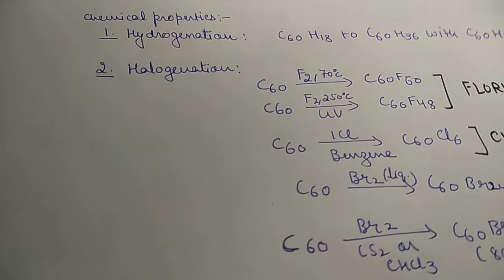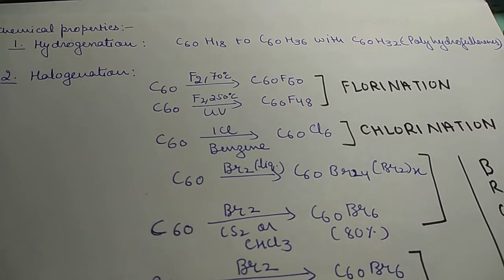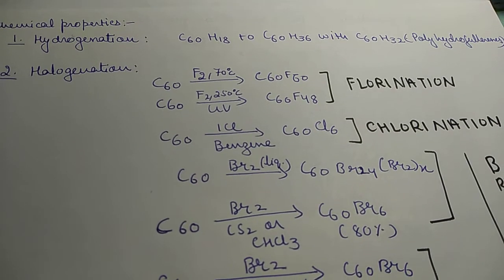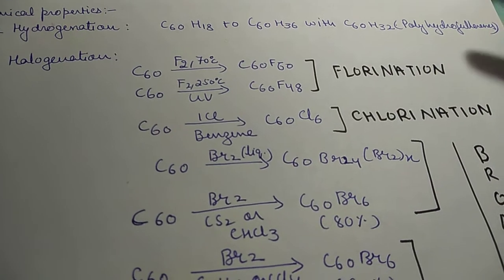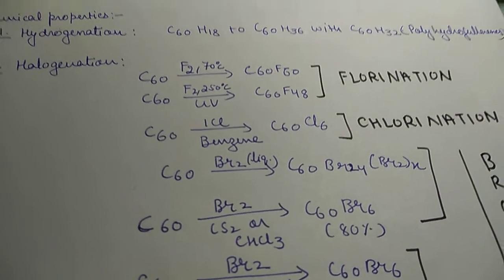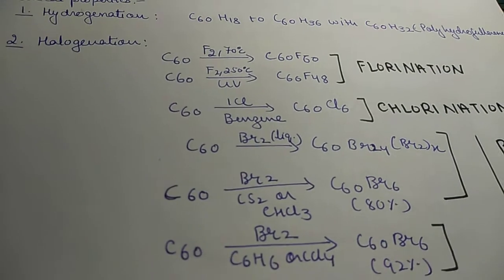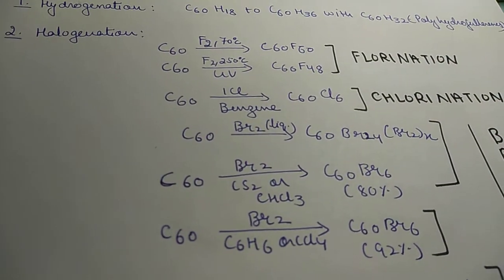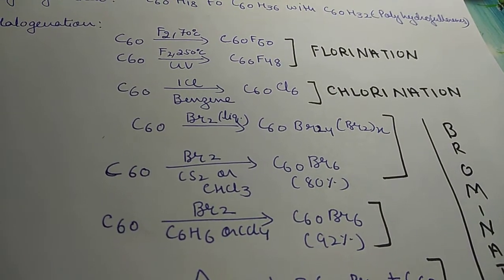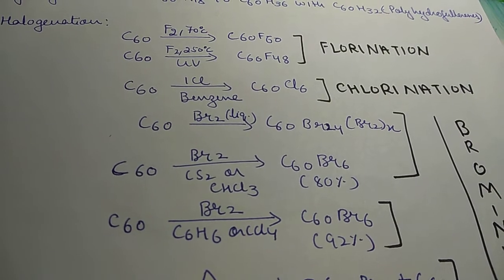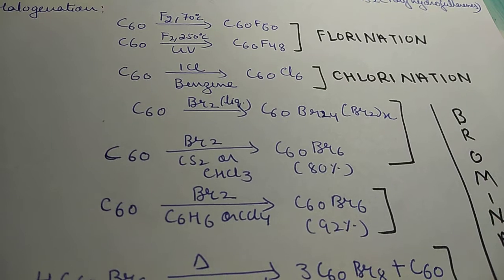chemical properties? On hydrogenation, it will give you polyhydrofullerenes. If you simply hydrogenate them, C60H18, C60H36 and C60H32 are also known. So they are called polyhydrofullerenes. Then halogenation with fluorination. At 70 degrees Celsius, we get C60F60. If fluorination is carried out at 250 degrees Celsius in the presence of UV light, we get C60F48.